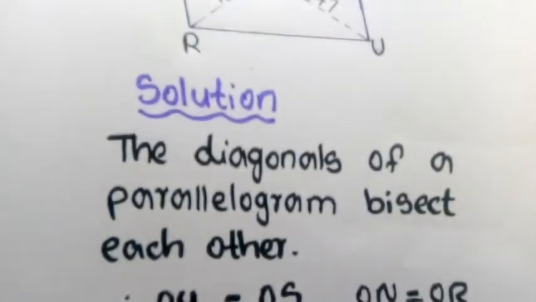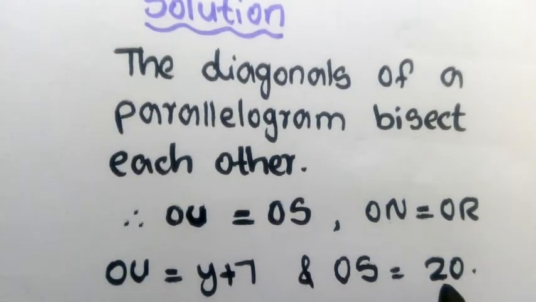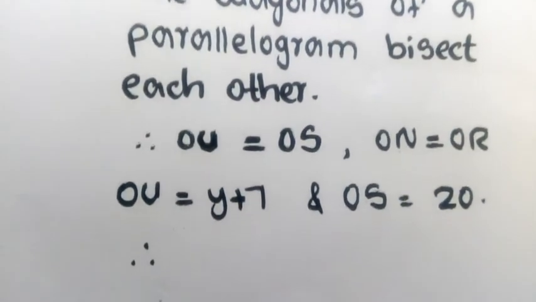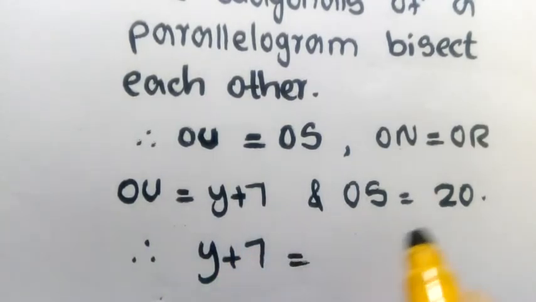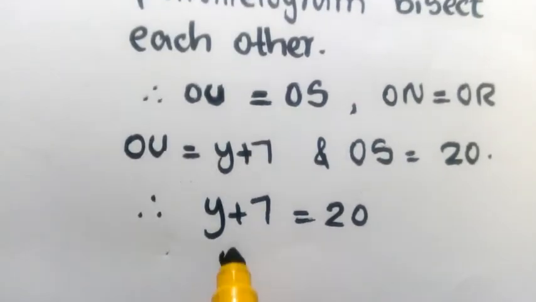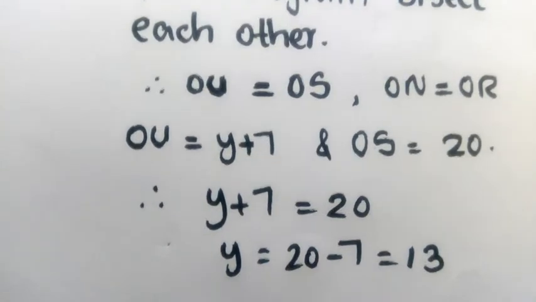Given OU is equal to Y plus 7 and OS is equal to 20. We know that OU is equal to OS. Therefore, Y plus 7 is equal to 20. From this, Y is equal to 20 minus 7, which is equal to 13. Now we got the value of Y, which is equal to 13.